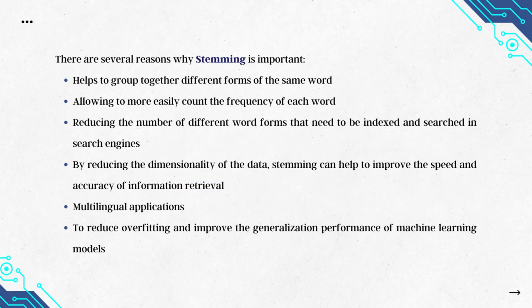There are several reasons why stemming is important, which include: it helps in identifying groups or clusters of some words in the text, and it allows us to easily count the frequency of each word. It helps in reducing the number of different word forms that need to be indexed and searched in search engines. By reducing the dimensionality of the data, it helps to improve the speed and accuracy of information retrieval. It has multilingual applications, and we can use stemming to reduce overfitting and improve the generalization performance of ML models.